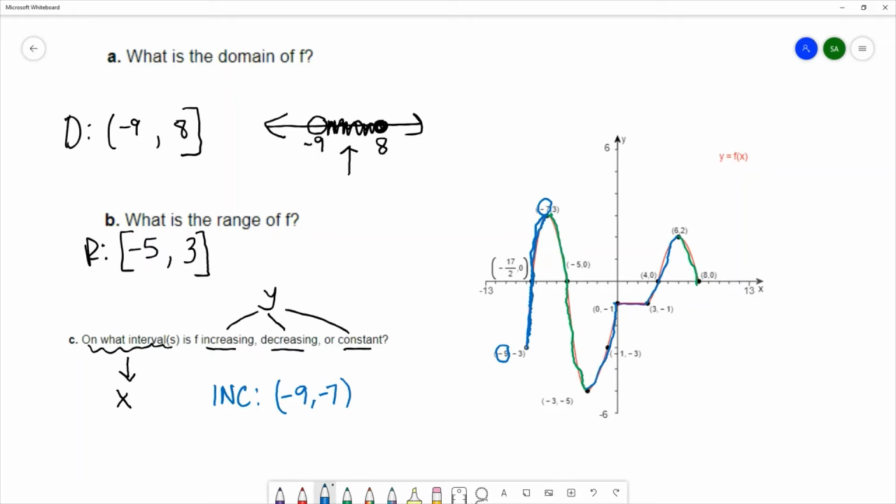We also have a blue increasing section here, and this section starts with an x value of -3 and ends with an x value of 0. And we have one more section of increasing, which is this section here. It starts with an x value of 3 and ends with an x value of 6.